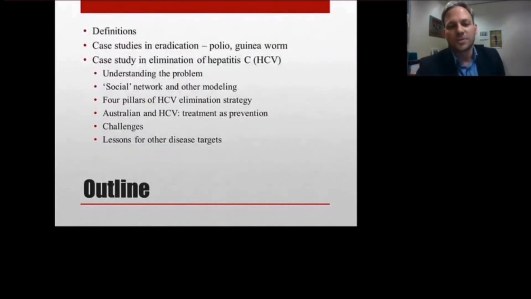So I'll go through some definitions, and then the case studies in eradication are polio and guinea worm, and then a case study in elimination is Hep C virus, where I'll talk through how we got to understand what the problem was, some of the elements of network and modelling, the 4 pillars for elimination, the Australian context, and the new drugs and how that's really been a game changer, and then the challenges in the Hep C space and maybe some lessons for other diseases.